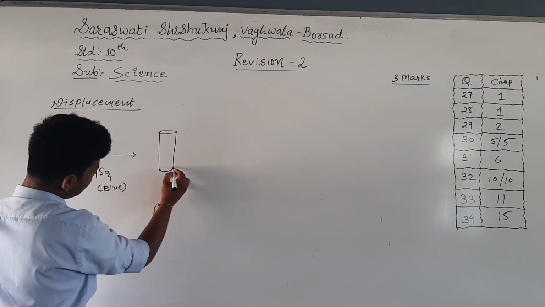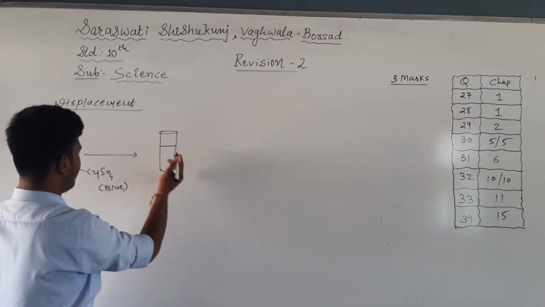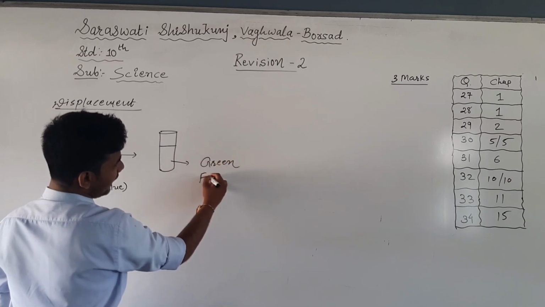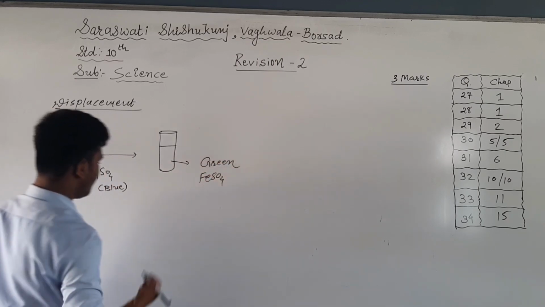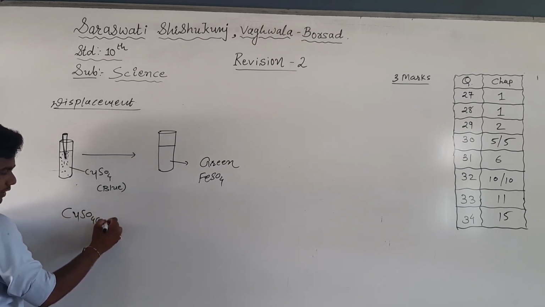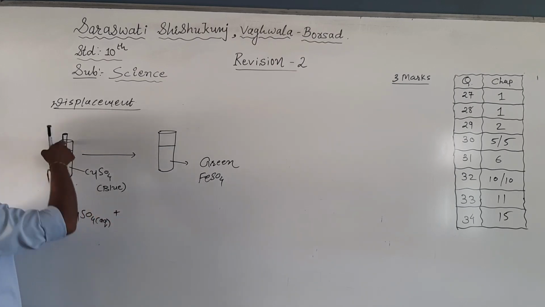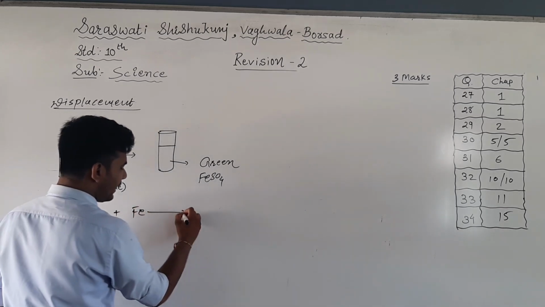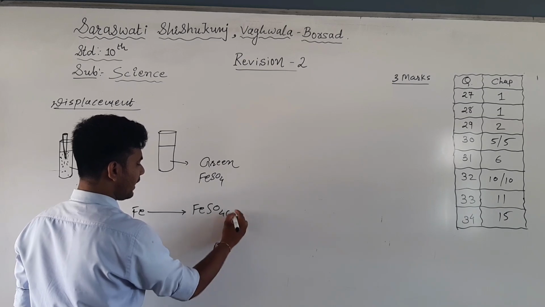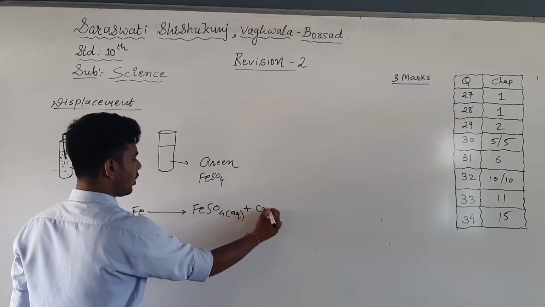This liquid, which is blue in color, will turn green. So that will be our FeSO4. Beta, actually what happens is that CuSO4 in aqueous form, which is here, reacts with iron and gives us FeSO4, which is in aqueous form, and copper.